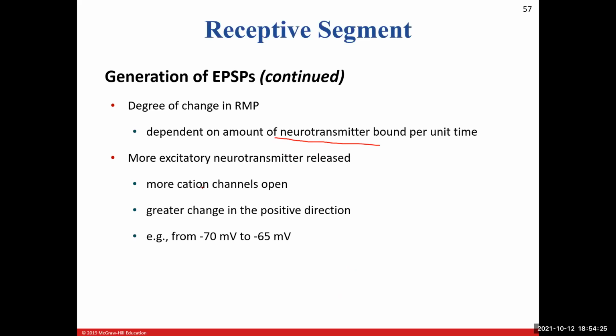So we've got to release more neurotransmitter, which causes more cation channels to open up. Then we can go from -70 to -65 to -60 instead of just -68. So that's how we're going to do it.